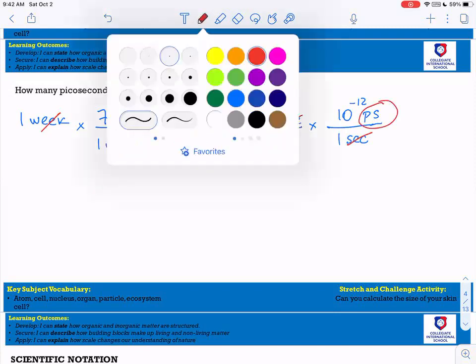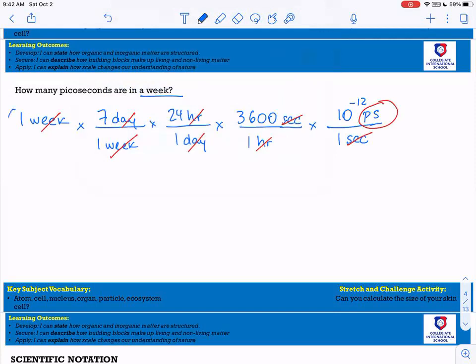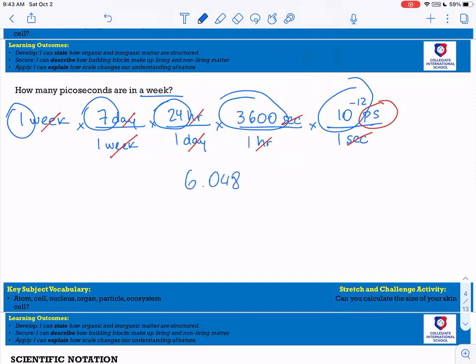So then I go back to the calculator and I can do 1 times 7 times 24 times 3,600 times 10 to the 12. And if you put that in the calculator, you're going to get a number that's around 6.048 times 10 to the negative 7 picoseconds, right? Picoseconds, this is the answer. Now I can approximate it to 6 times 10 to the negative 7 picoseconds, because I only have one significant figure here. I have two significant figures.